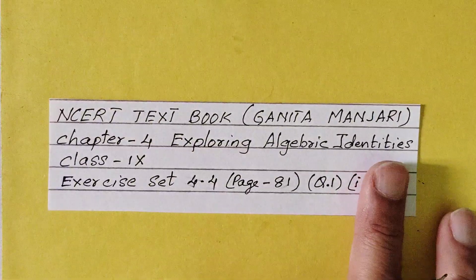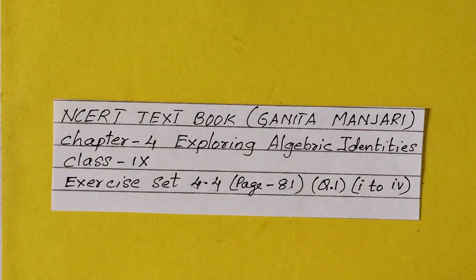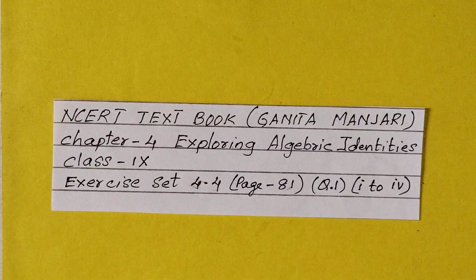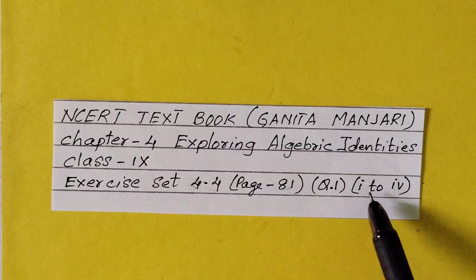In this class, we'll solve sums from NCERT textbook, chapter 4, Exploring Algebraic Identities, class 9, exercise set 4.4, page number 81, question 1, part 1 to part 4.